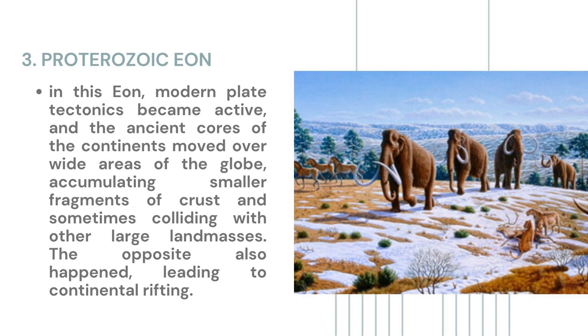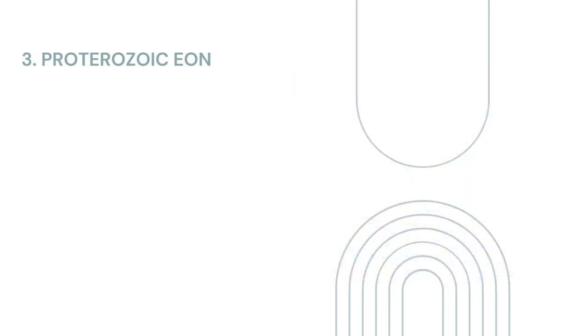Modern plate tectonics became active and the ancient cores of the continents moved over wide areas of the globe, accumulating smaller fragments of crust and sometimes colliding with other large land masses. The opposite also happened, leading to continental rifting.